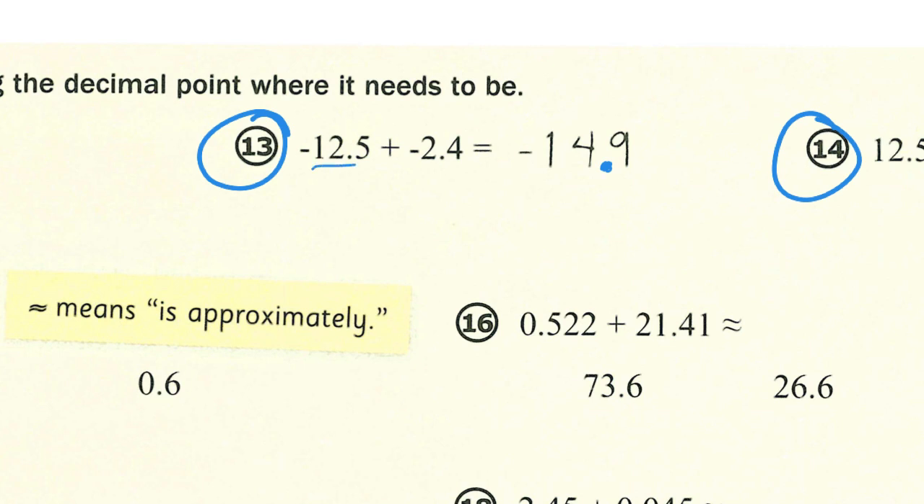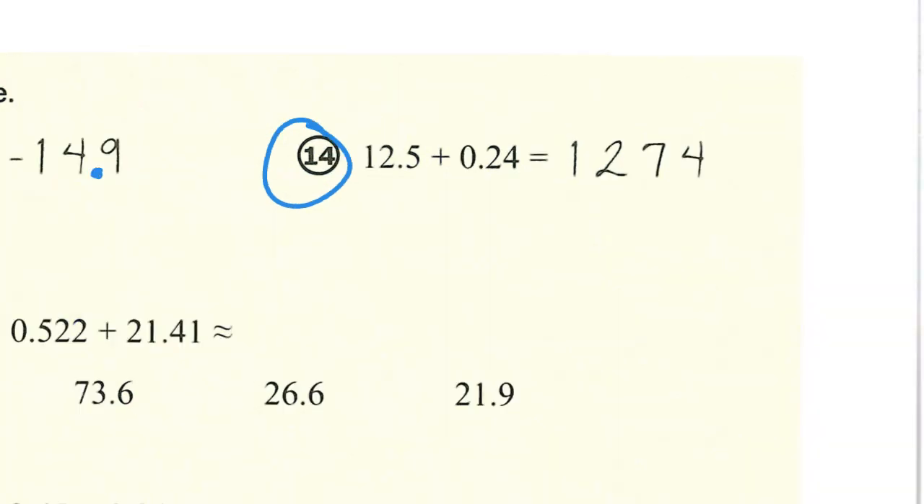Because I have negative 12.5, I'm going farther into the negatives with 2.4, negative 2.4, so that's going to be at negative 14.9. In number 14, my decimal is going to go right after the 2, and that's because I'm noticing that I'm just adding on 0.24 to this, and so you're still going to have 12, and then you have your decimals after that.